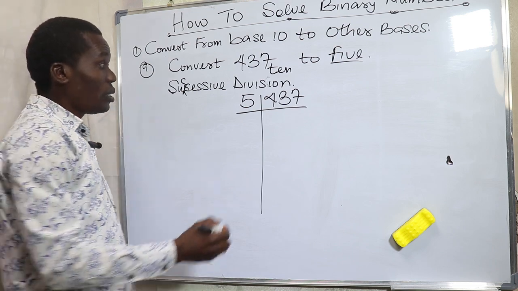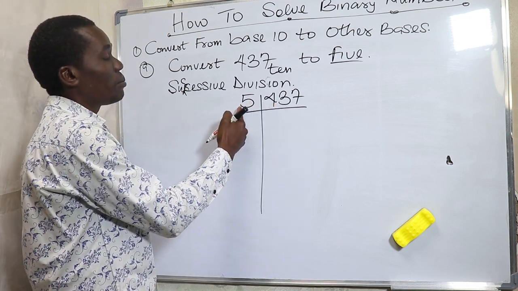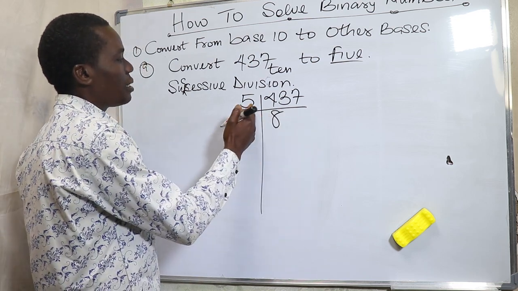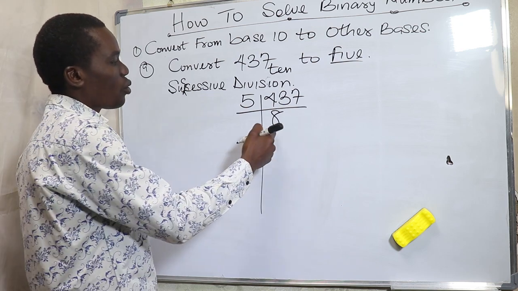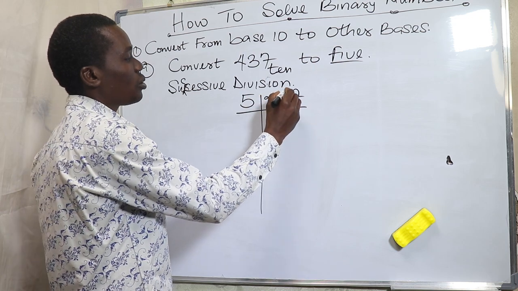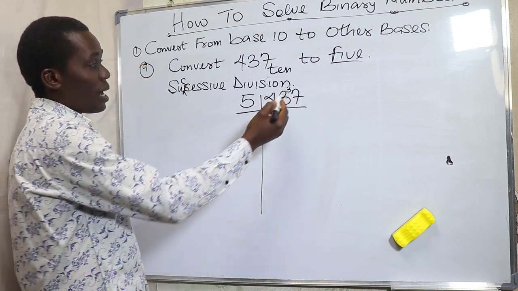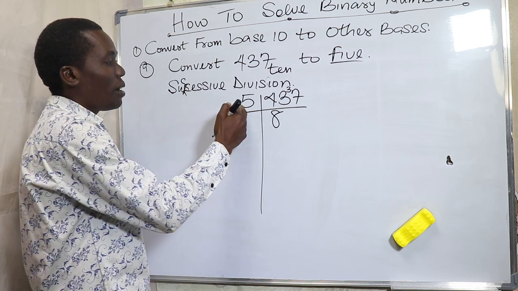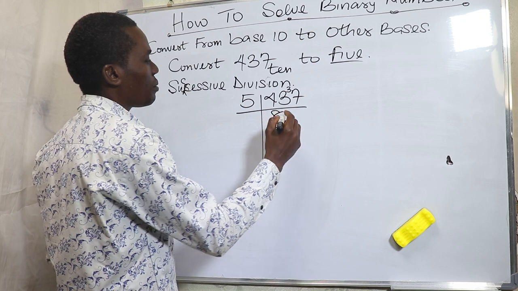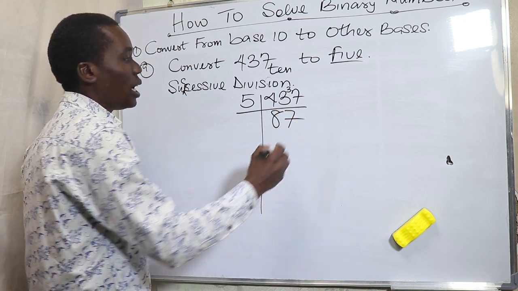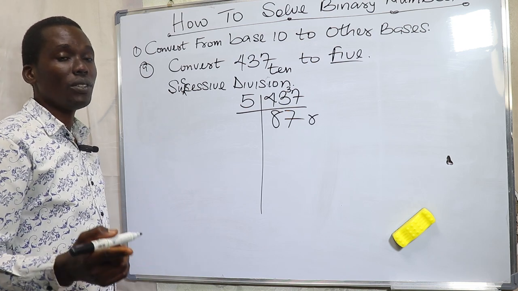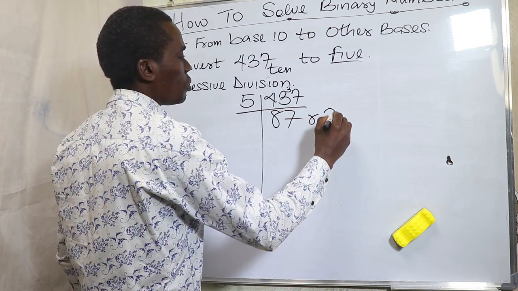So we'll now divide. 43 divided by 5 is going to give me 8, because I can have 8 5s in 40. So 43 minus 40 is going to give me a remainder of 3. So if I bring it down here, it's going to give me 87. 87 divided by 5 is going to give me 17, because 17 times 5 is 85. 87 minus 85 will remain 2.